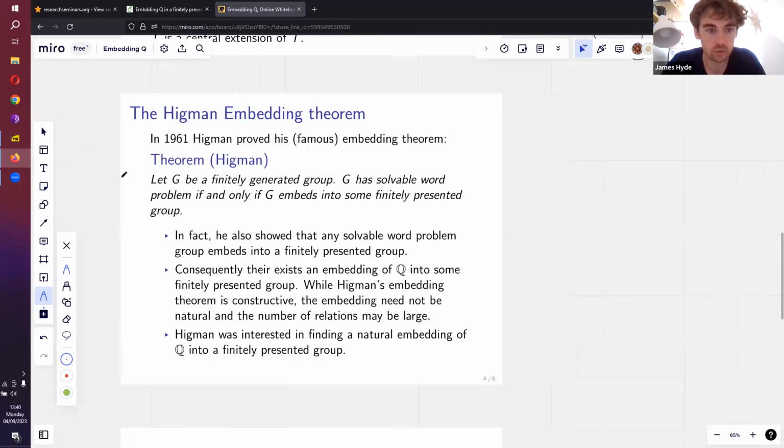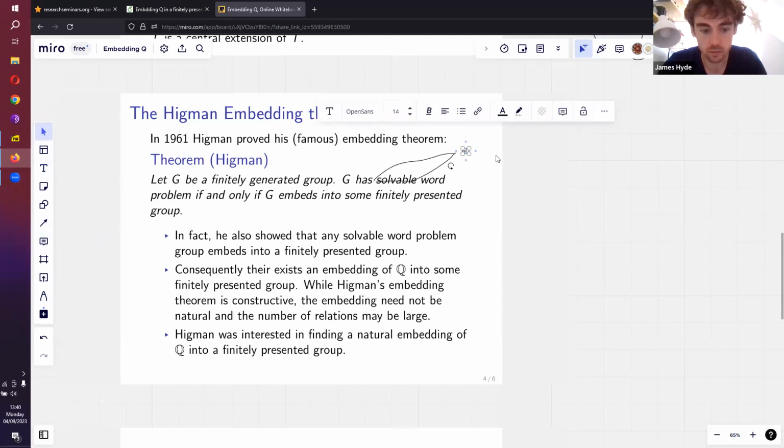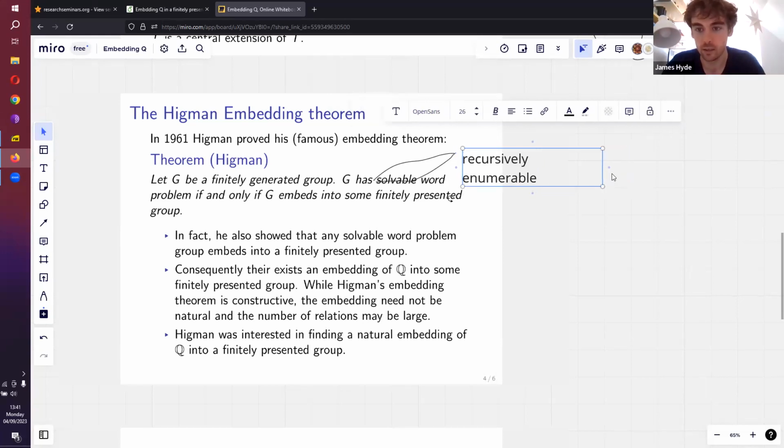Okay, I can fix this down here, though. This should probably say recursively enumerable. Sorry. So that is you can check if something's the identity. You can't necessarily check it's not the identity. Thanks, Alan.